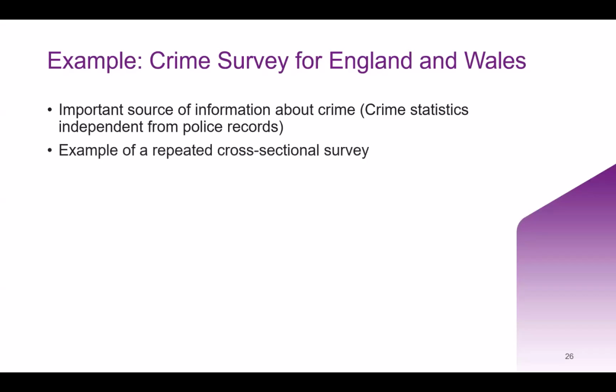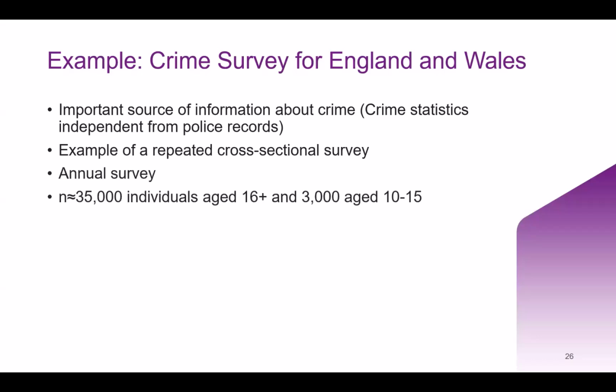It's what we call a repeated cross-sectional survey. So if you wanted to search for it, you would find it under that series tab, if you wanted to see all of the versions of this that have occurred together. That means it's repeated at a regular time sequence over time. It's done every year. And it surveys 35,000 individuals aged 16 plus and 3,000 children aged 10 to 15.